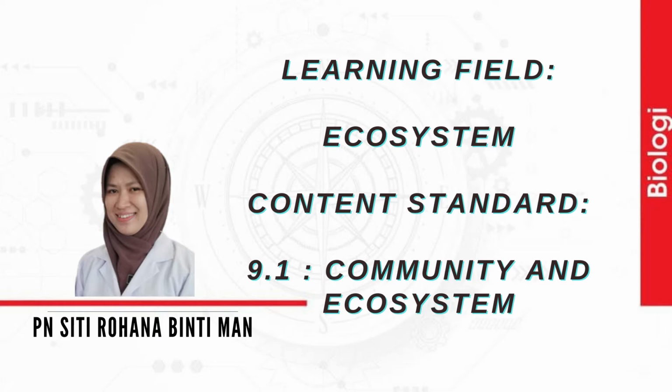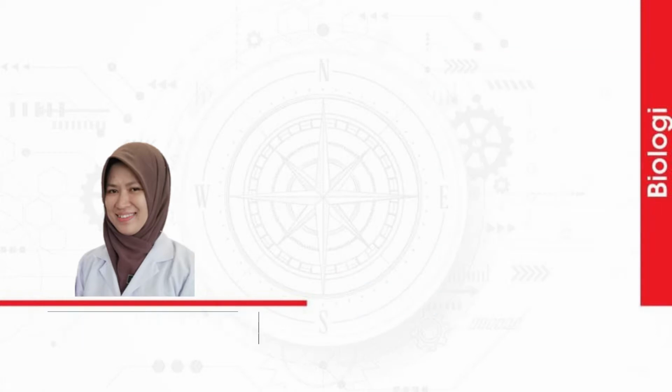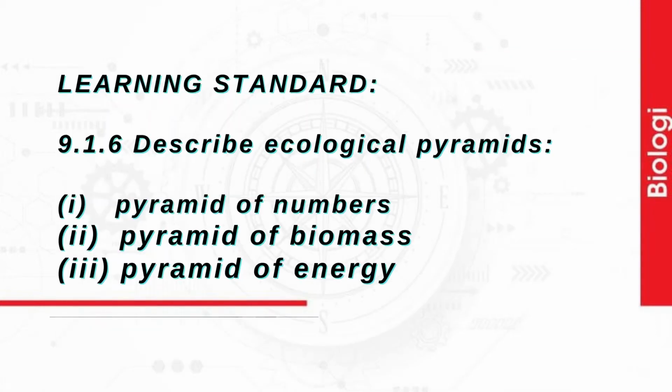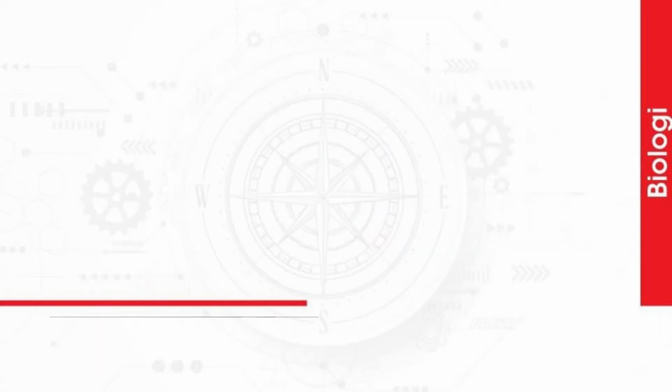Today, we are going to learn ecosystem. And the content standard for this learning field is about community and ecosystem. At the end of this lesson, you will be able to describe ecological pyramids, which are pyramid of numbers, pyramid of biomass, and pyramid of energy.